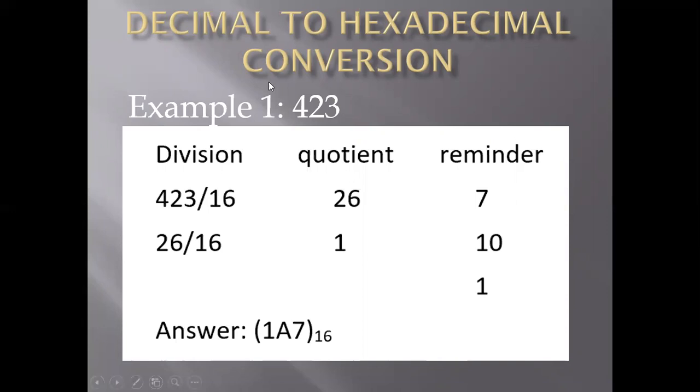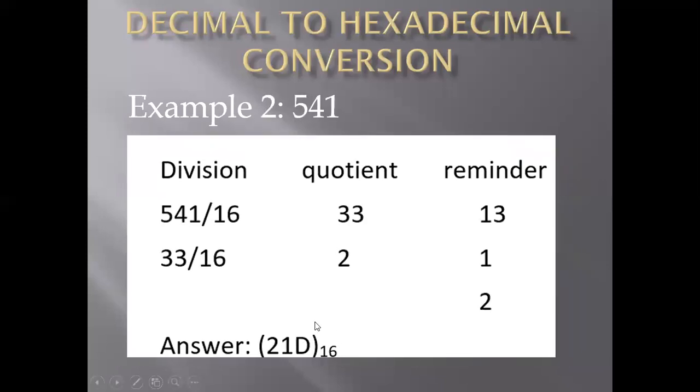423. So 423 divided by 16, quotient is 26 and remainder is 7. Then 26 divided by 16, quotient is 1 and remainder is 10. This 1 we can put here and write it down to up. So 1, 10 and 7. For 10, our hexa is A. So we can write it as 1A7. Our answer is 1A7.